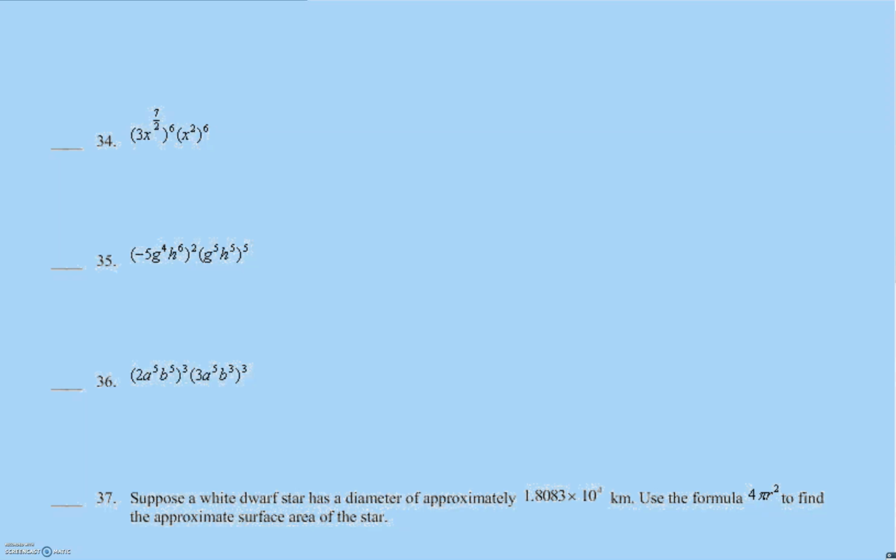Again, for 34, we have a product to a power. So we take our exponents to both things inside the parentheses here. So we have 3 to the 6th power, x to the 7 halves to the 6th power, x squared to the 6th power. 3 to the 6th power is 3 times 3 times 3 times 3 times 3 times 3, which is 729. If you're not sure, type it in your calculator.